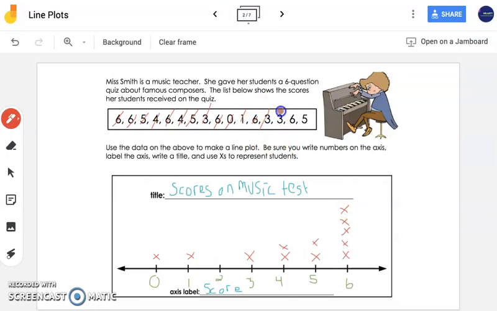Now we have 2 students here who scored a 3, so I'm going to just continue with the X already on my 3. One student who scored a 6, and we have another student who scored a 5.